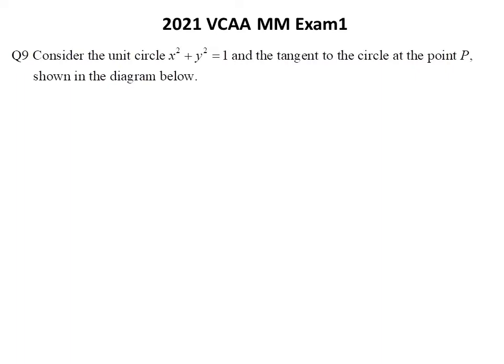Welcome to this Math Method VCAA exam paper series. In this video, we will present you question 9 of exam 1 in 2021 paper. It is a long short answer question and it starts with a unit circle x squared plus y squared equals 1, and there is a tangent line to the circle at the point P, which is shown in the diagram.